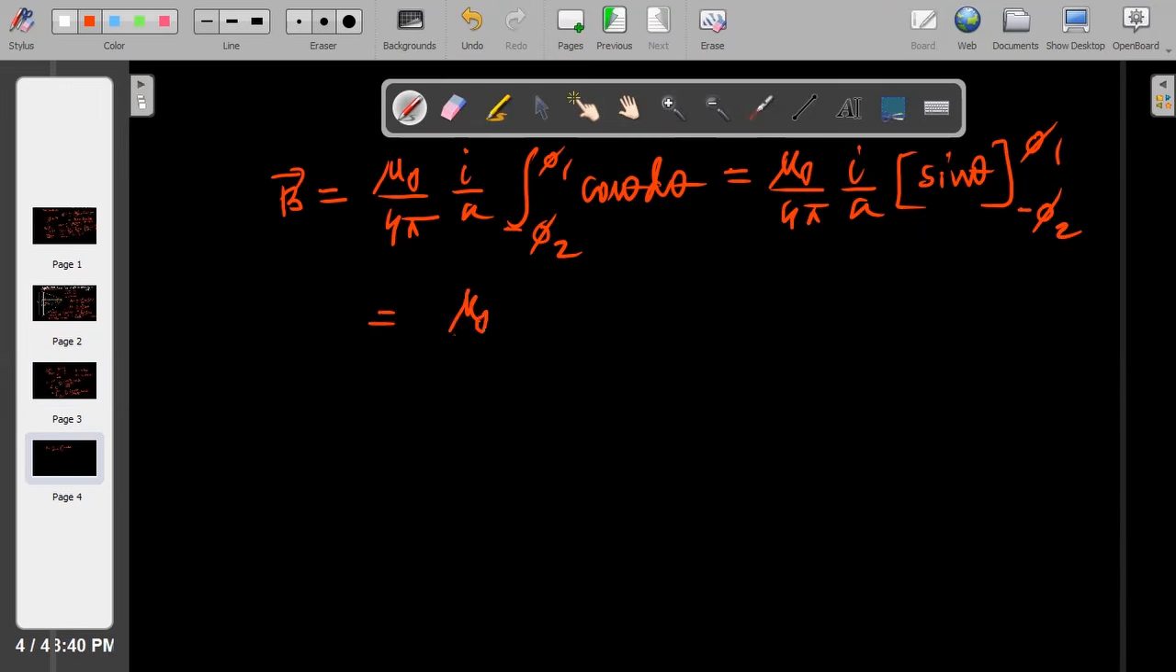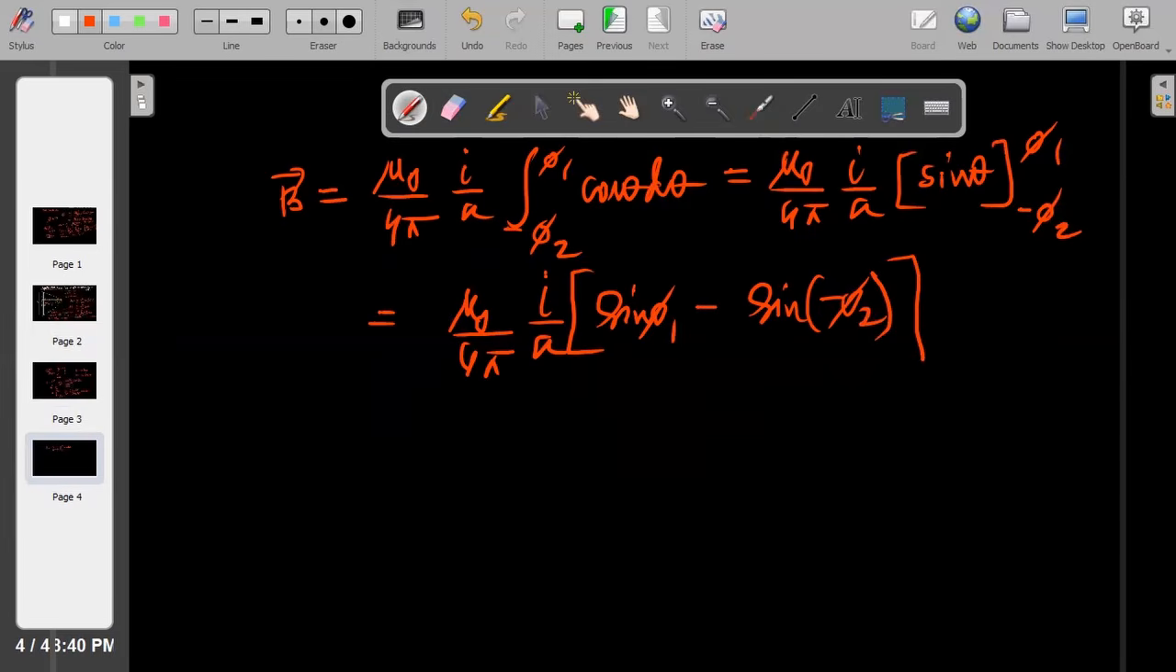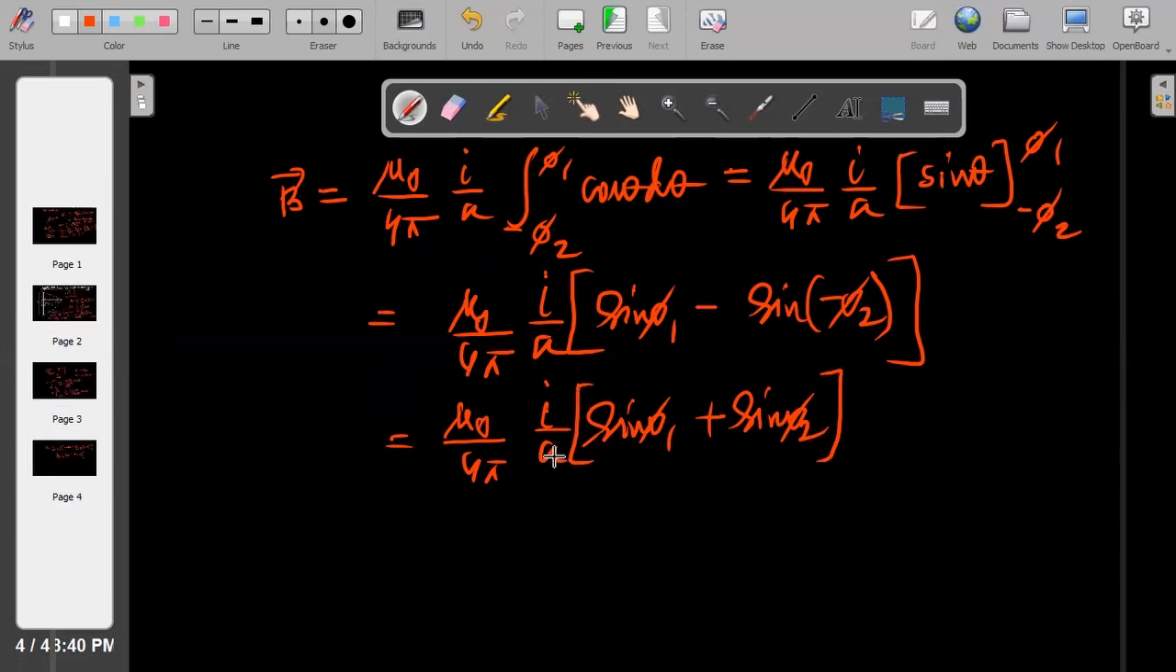So finally, you will be getting the expression mu naught by 4 pi I by A, sin phi 1 minus sine of minus phi 2. Sine is an odd function, so a minus will come here. Minus into minus is plus. So finally, we will be getting mu naught by 4 pi I by A, sine of phi 1 plus sine of phi 2. So this will be your final expression. This is your B.